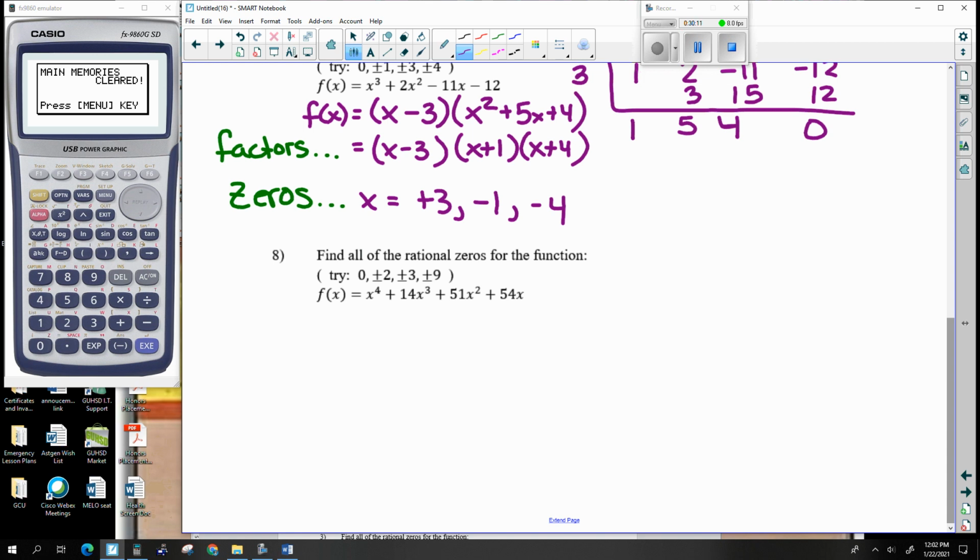All right, I'll kind of explain some of my theory here in just a second. Right here, I can see that I can take out an x. I can GCF out an x. So ultimately, this is going to be equal to 0. Outside x's are equal to 0. Anyways, this is x to the third, 14x squared, 51x plus 54.